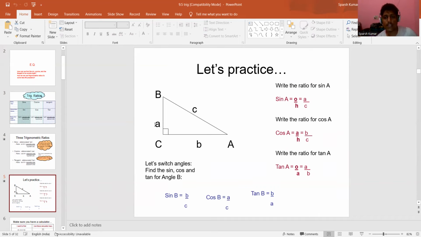Now we have three other trigonometric ratios which are reciprocals of these. The reciprocal of sine A is defined as cosec of A, which would be C by A. Similarly, for cos A we have secant of A, which would be C by B. And for tan A, we have cot A, that is B by A. These three ratios are nothing but the inverses of sine, cos and tan.